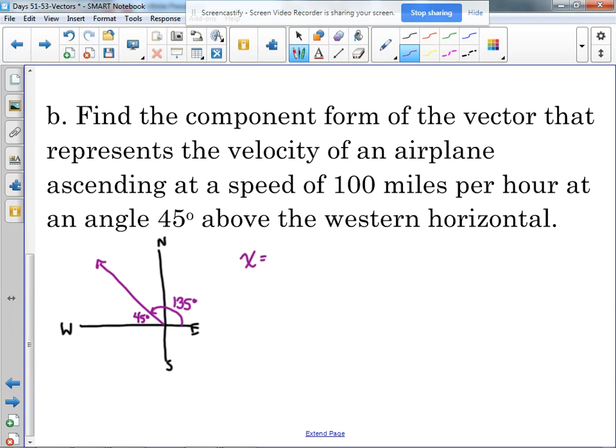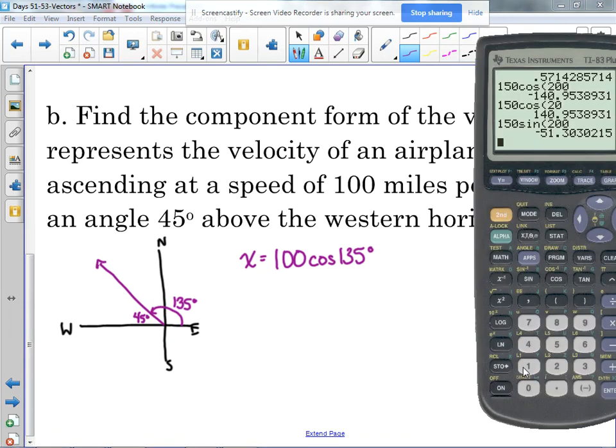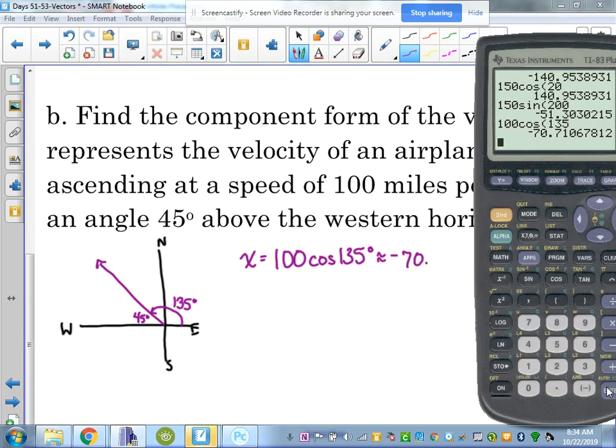So our x component is equal to the magnitude, the velocity of the plane, times the cosine of the angle, 135, not 45. 100 cosine 135, approximately negative 70.711. Again, that makes sense. Check it with your picture. If you will take the 2 seconds that it takes to ask yourself, does that number make sense? You will save yourself wrong answers.